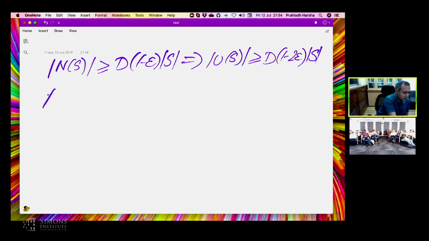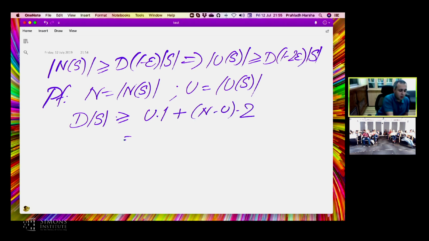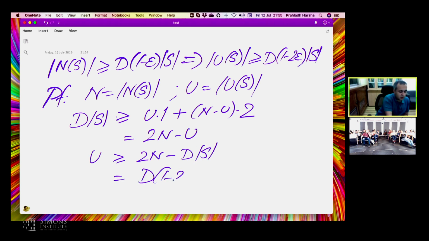The proof of it is fairly simple. Let n denote the size of S, and u denote the size of the unique neighbors of S. It is just a counting argument. We know that the number of edges going out of S is D times the size of S. This is greater than or equal to the following: all the unique neighbors have exactly one edge going out of them, and all the non-unique neighbors have at least two edges going out of them. So this is already 2n minus u, which says u is greater than or equal to 2n minus Dn, and that's D times 1 minus 2 epsilon.